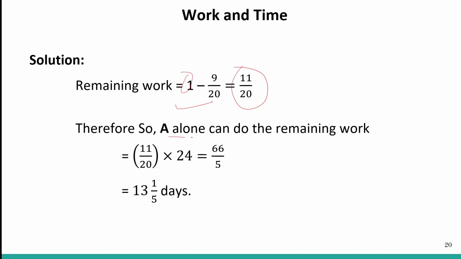So therefore A alone can do the remaining work in 11 by 20 into 24 days. Cumulatively it will be 66 by 5. Okay. So that is actually what? 13 whole and 1 by 5 days. So only this option is correct.